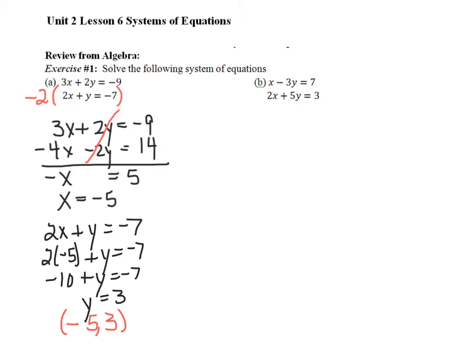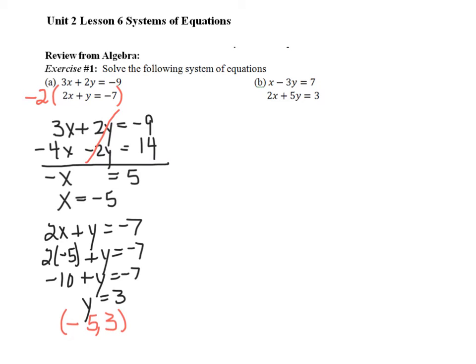This ordered pair would be the point where the two linear functions would intersect on a graph. For the second set here, x minus 3y equals 7 and 2x plus 5y equals 3, I want to use the method of substitution this time. So using the method of substitution, I'm going to pick one of the equations that I can solve for one of the variables. The one that I'm going to pick this time is the first equation because I see that it has an x that would be easy to get by itself.